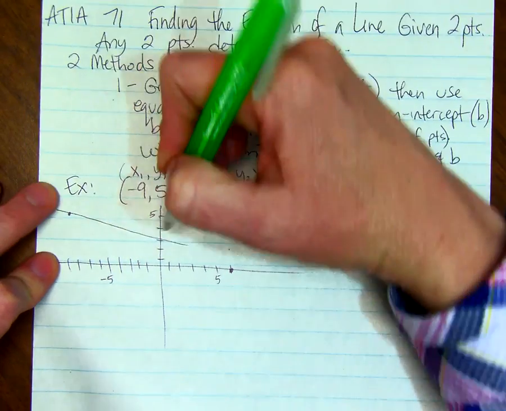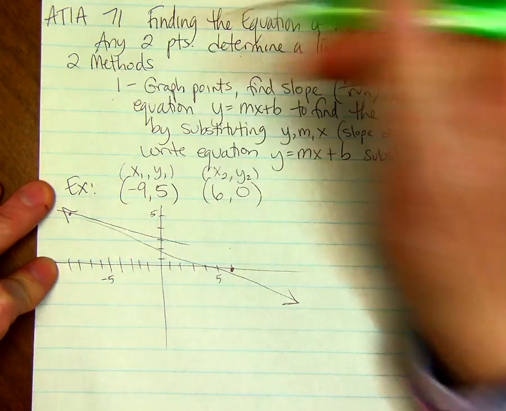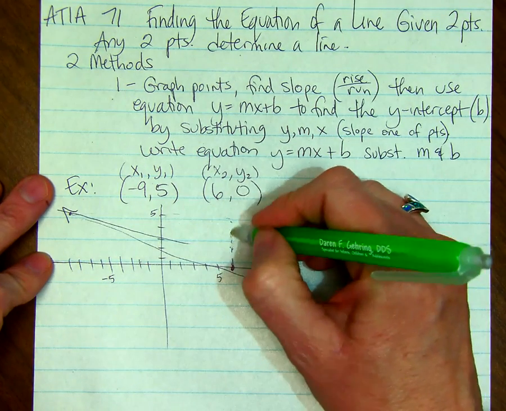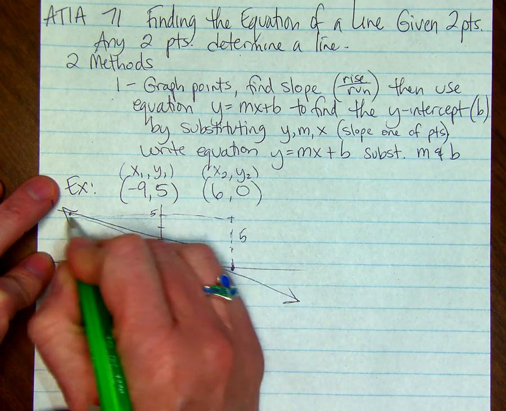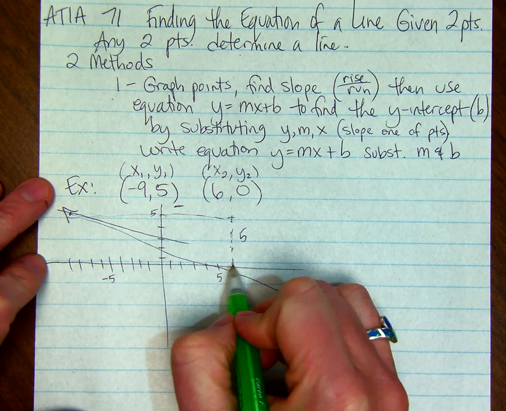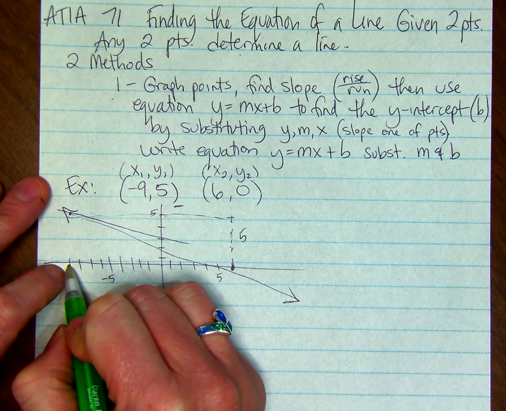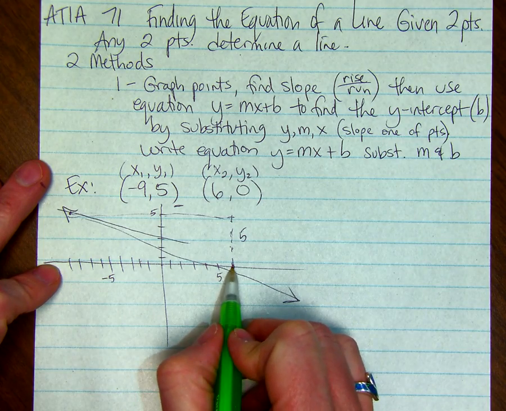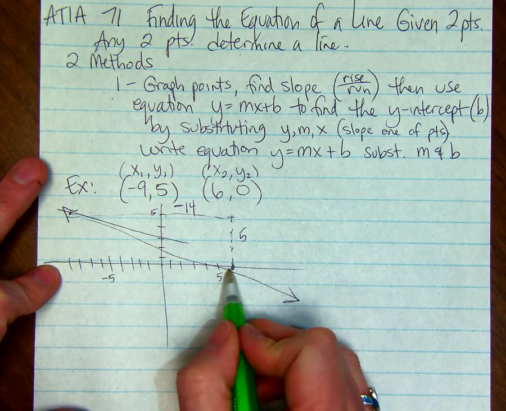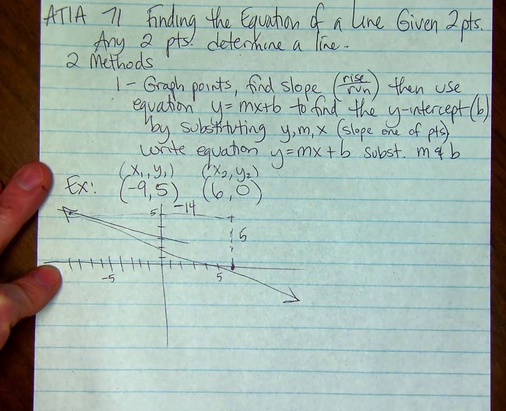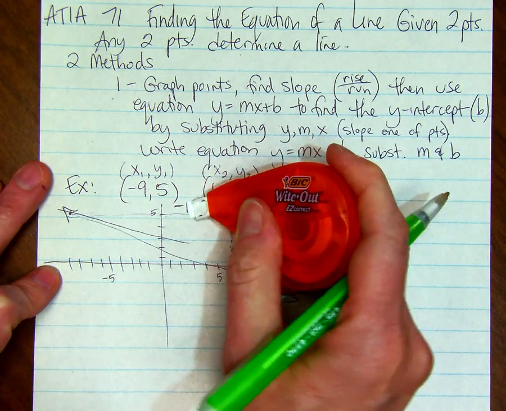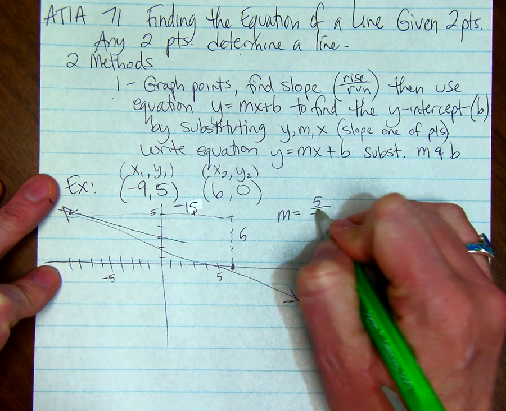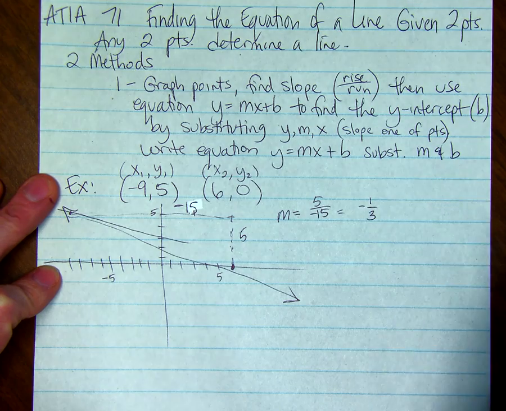We graph it, and we're going to find the slope. Whoops, kind of crooked. So rise over run. I'm going to rise 5. Since I'm going to the left, that's going to be negative. And it goes 6 plus 9, so -15. So rise over run, the slope is going to be 5 over -15, or -1/3.